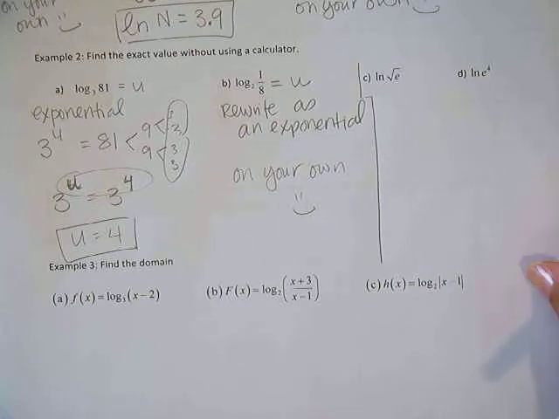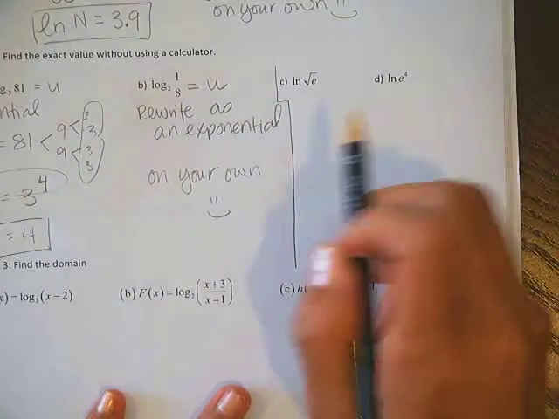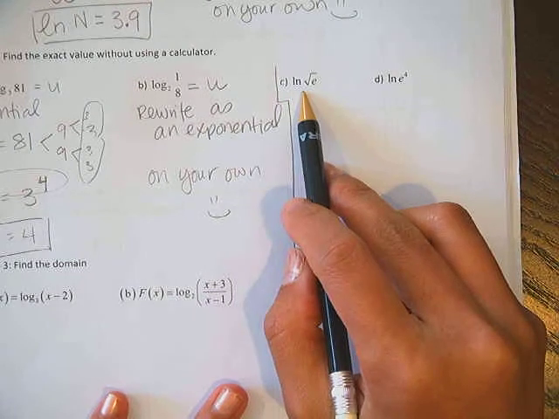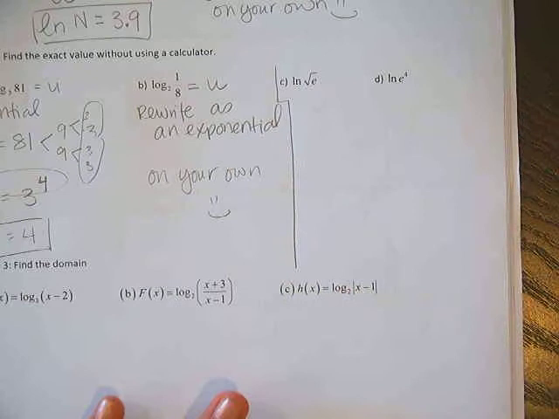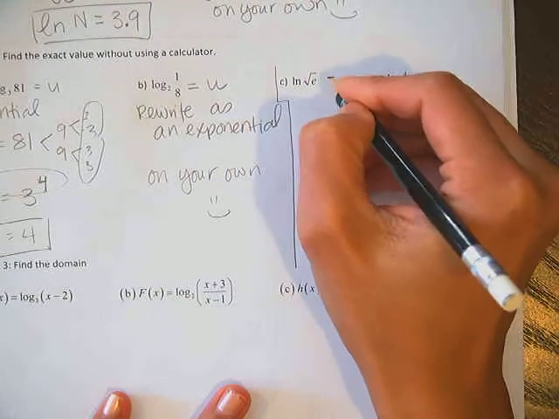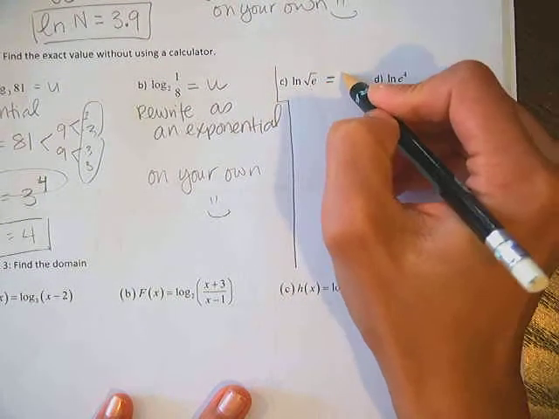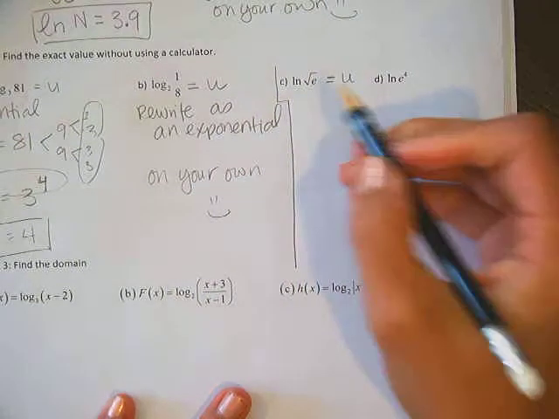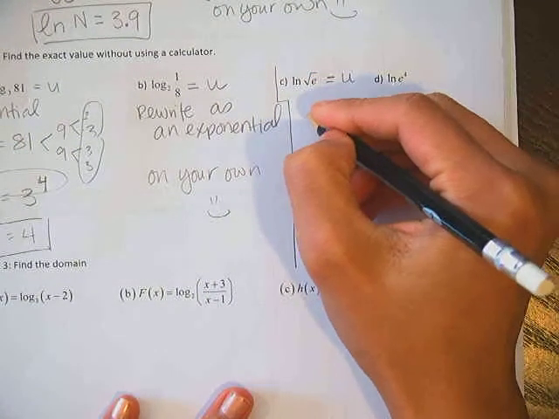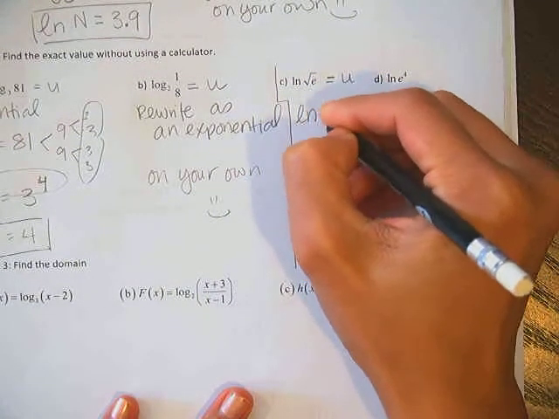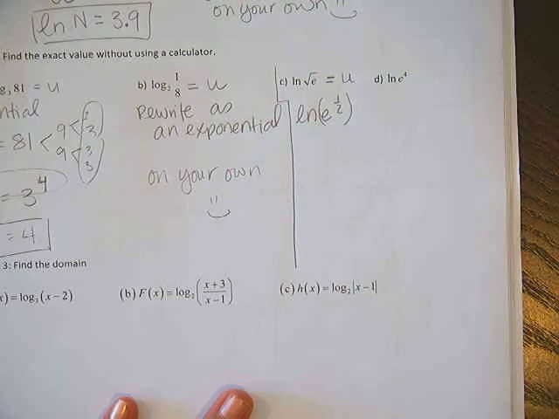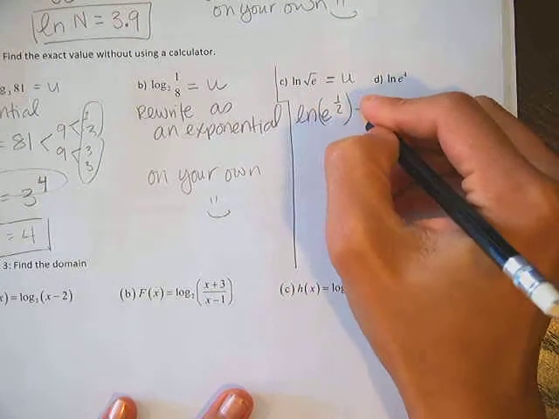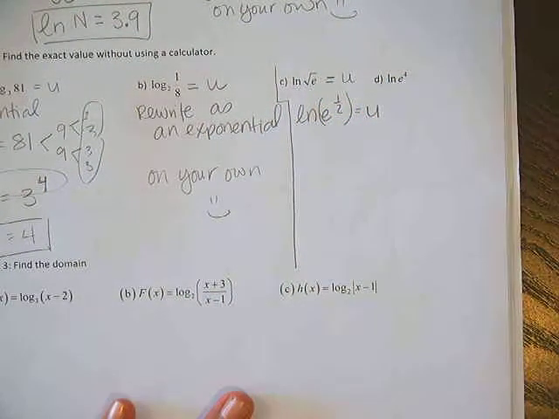Okay, I'm going to do the next one. ln of square root of e. What is that going to be? So what I'm going to do is set this equal to u. Well, square root of e is similar to ln of e to the power 1/2, because that's what square root is. You can rewrite square root as a fraction exponent, equals u.